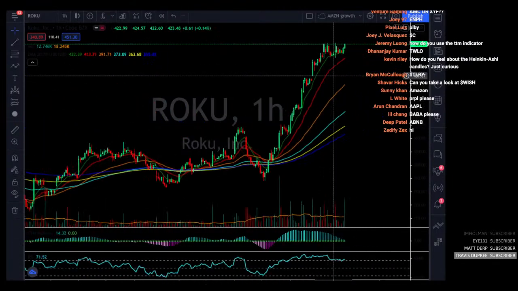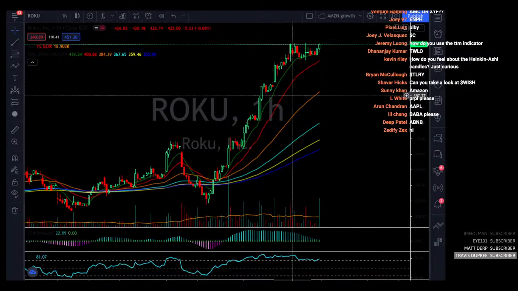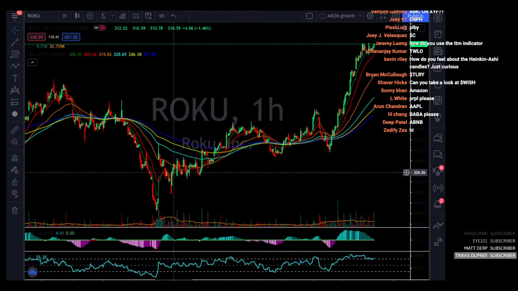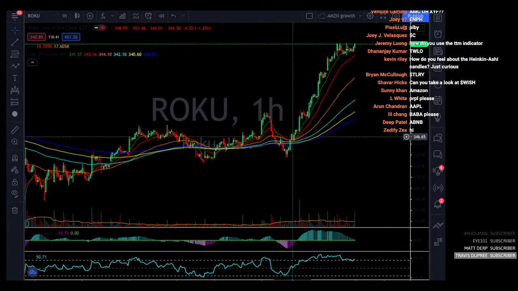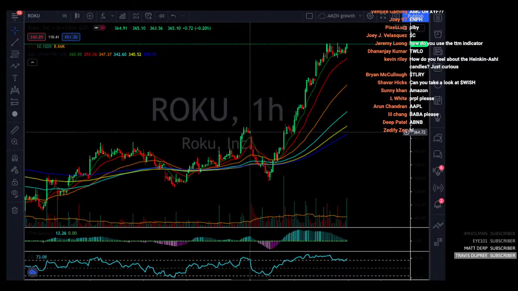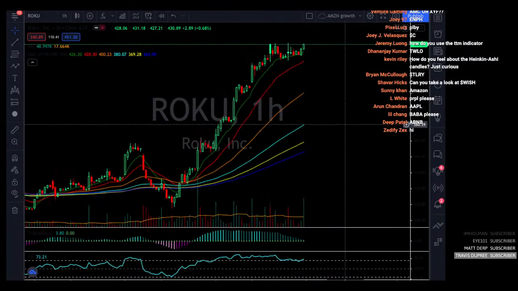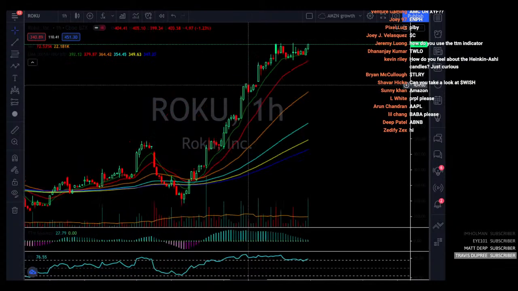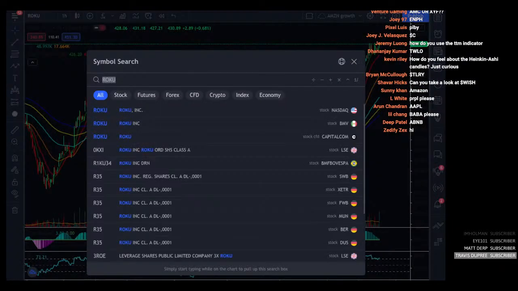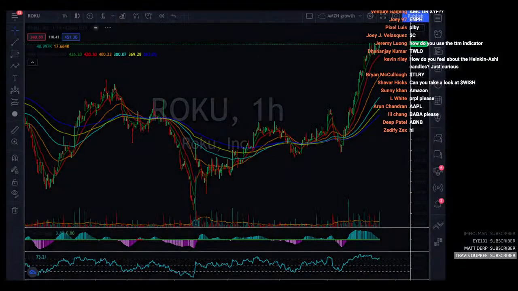But as you do see, there are gaps, and Roku's usually good at filling gaps. And there's this bull gap over here, we filled it. There was another gap over here, we filled it. There was a gap over here, we just immediately searched and filled it. So there is a gap over here. Depending on how the market is next week, which is questionable, Roku usually follows the QQQ and ARK.